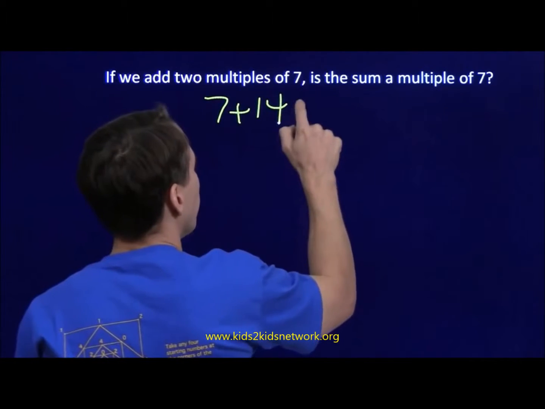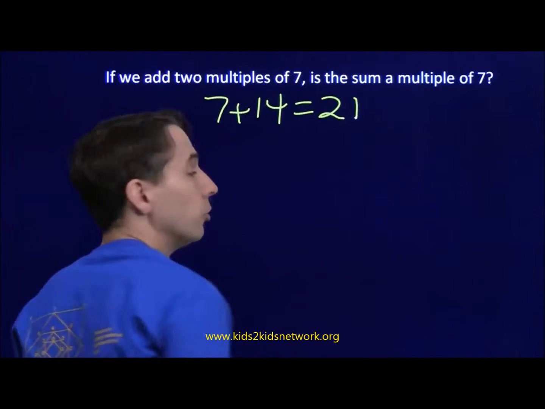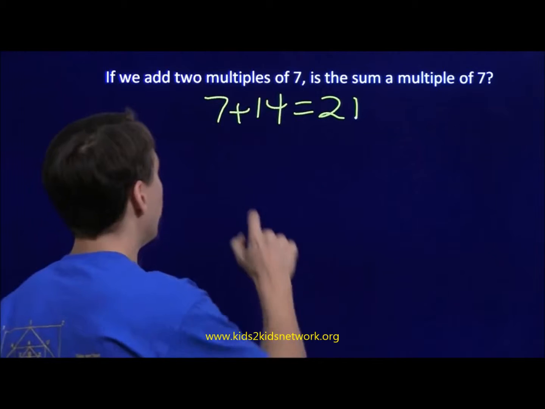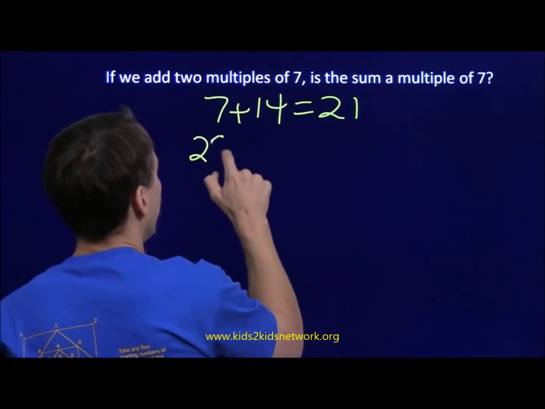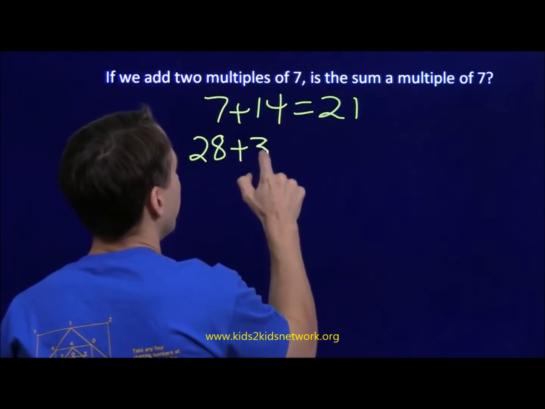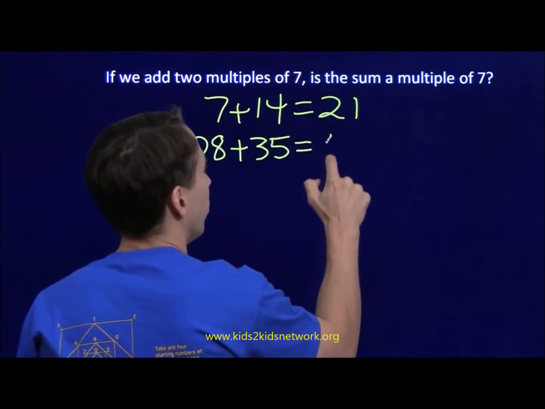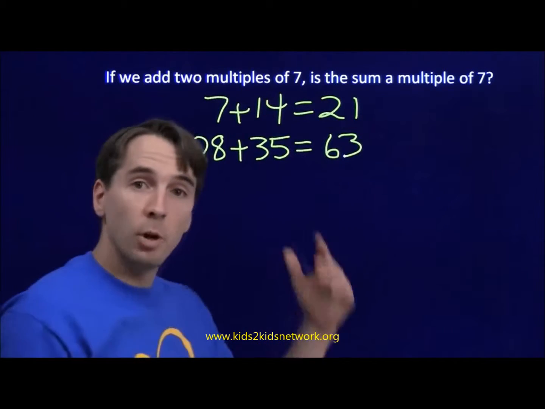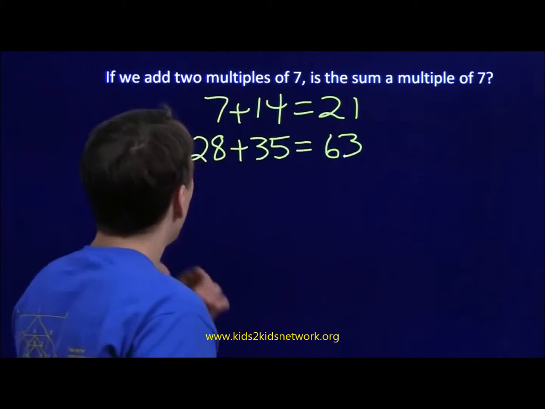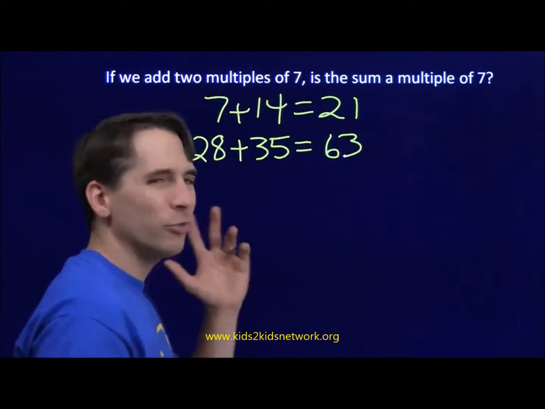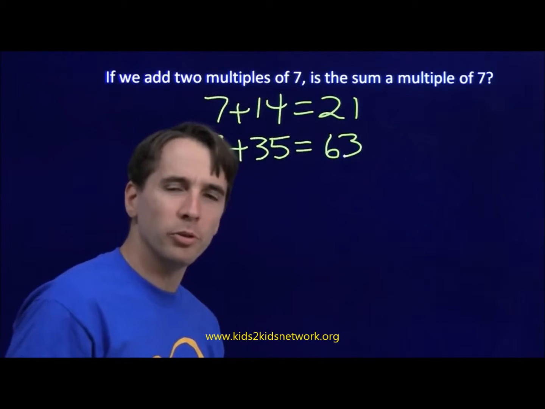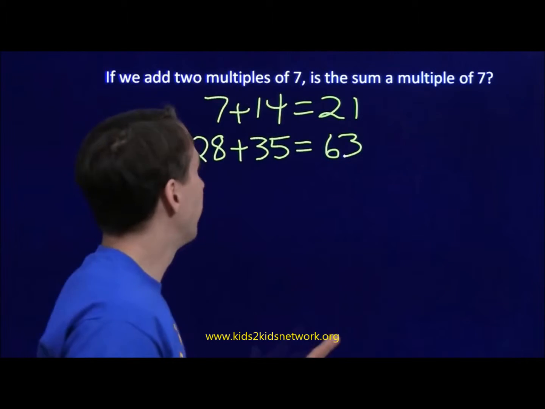7 plus 14, those are both multiples of 7. The sum is 21. Sure enough, that's a multiple of 7. And if we add, say, 28 plus 35, we get 63. And that's a multiple of 7 also. Well, how are we going to check every single possible sum of multiples of 7? That's a job for variables.